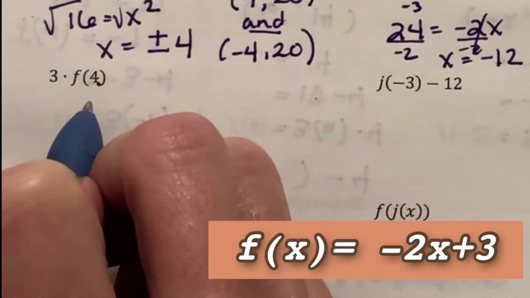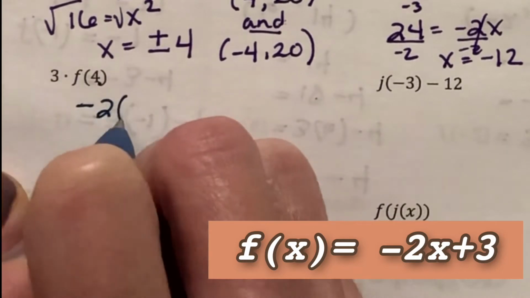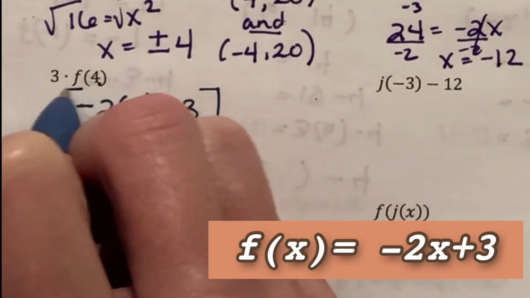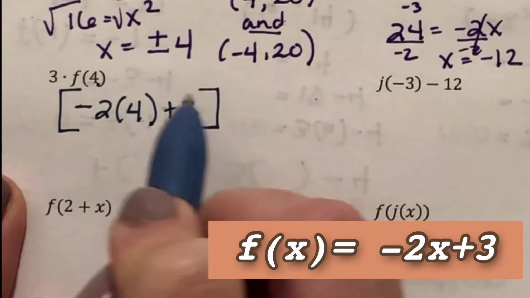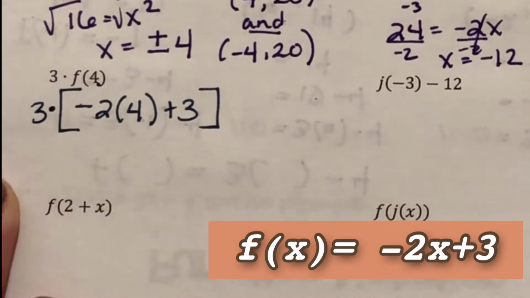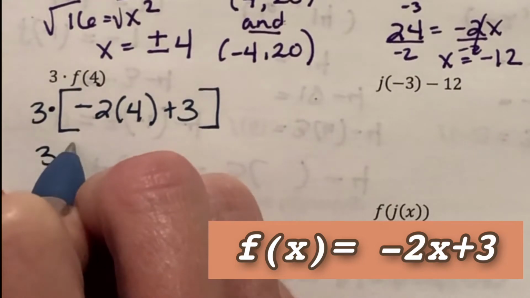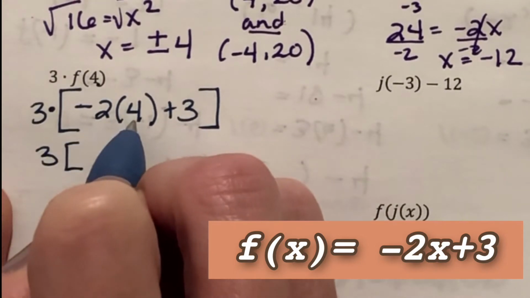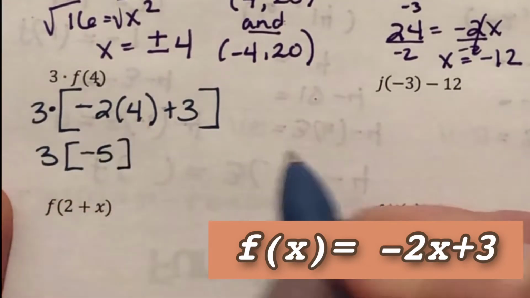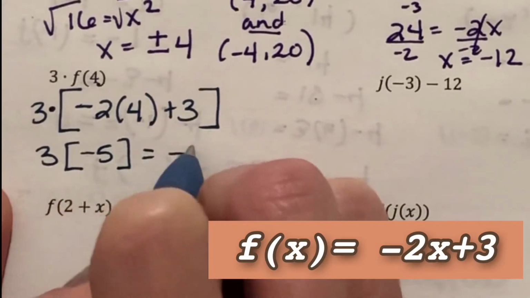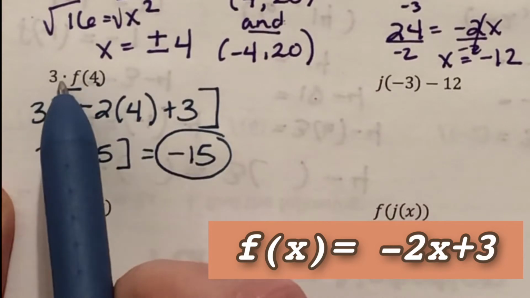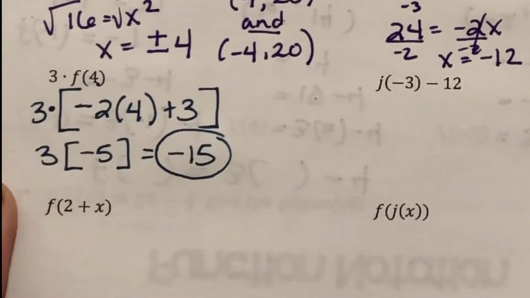f of 4 is going to be negative 2 times 4 plus 3. Whatever that value is, I'm going to put that in brackets. So this is the value of f of 4, which I'll figure out, and then I'm going to multiply that value by 3. So here we have 3 times, negative 2 times 4 is negative 8. Negative 8 plus 3 is negative 5. 3 times negative 5 is negative 15. So 3 times the value of f of 4 is negative 15.